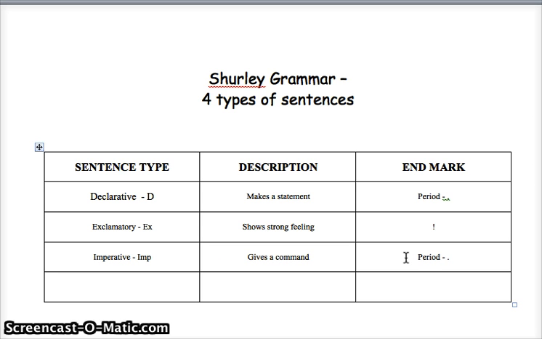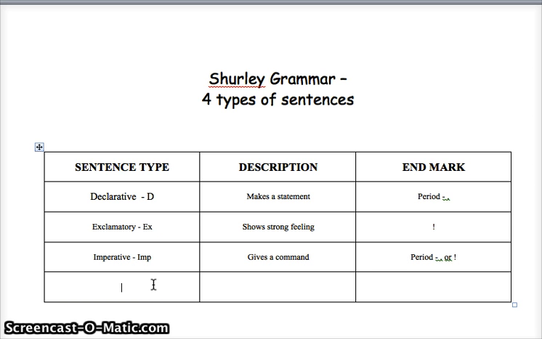However, if it is an imperative sentence that, for example, if in class I have said something like please be quiet about 3 or 4 times, I might become a bit frustrated. And instead of ending my imperative sentence with a period, I might say something like be quiet, in which case I would end it with an exclamation point. So there are only 2, this is the only sentence that has 2 different end marks that are associated with it.